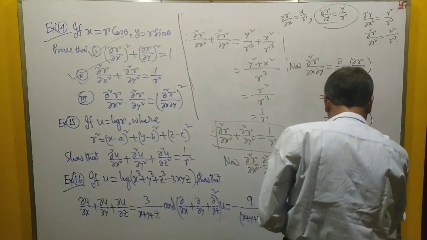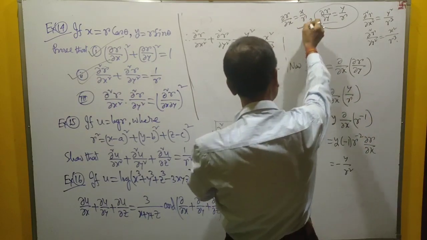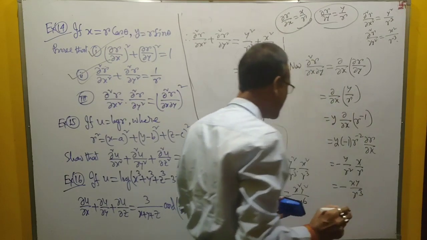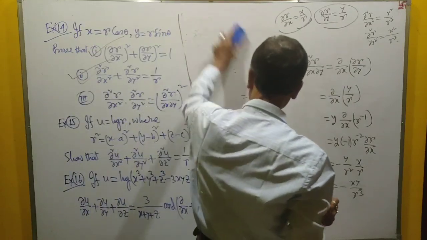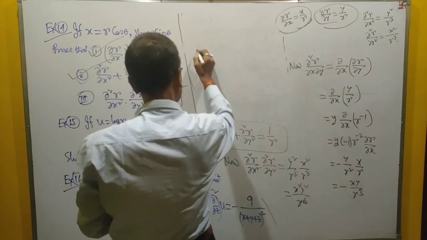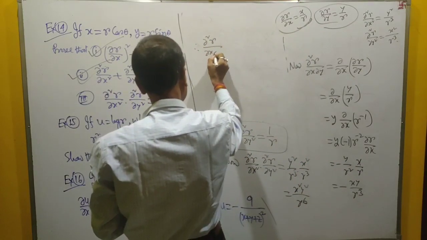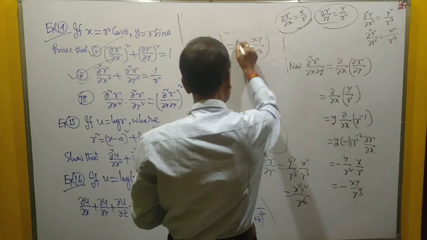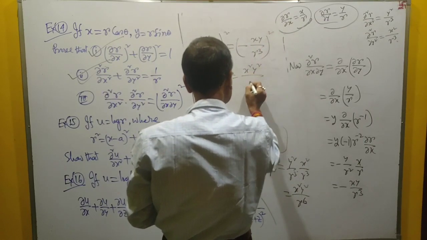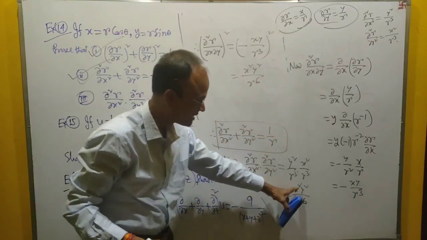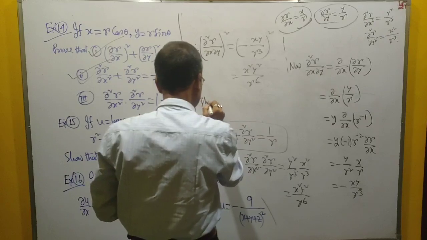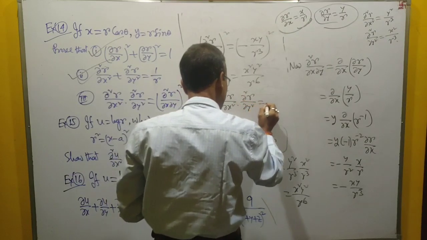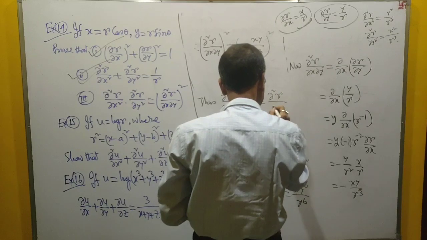This is equal to minus y by r square into del r by del x. Del r by del x means x by r. This is equal to minus xy by r cube. We get minus xy by r cube. Therefore, del 2 r by del x del y whole square equal to minus xy by r cube whole square. This is equal to x square y square divided by r to the power 6. You see here, x square y square divided by r to the power 6. Thus, del 2 r by del x square into del 2 r by del y square equal to del 2 r by del x del y whole square.